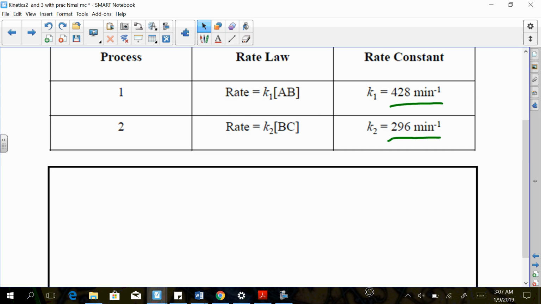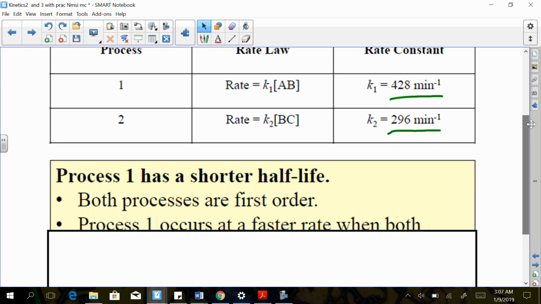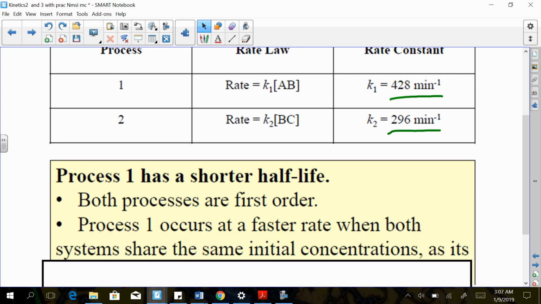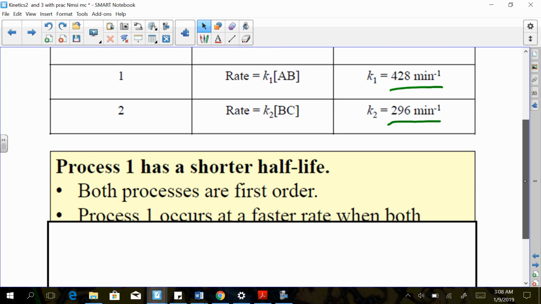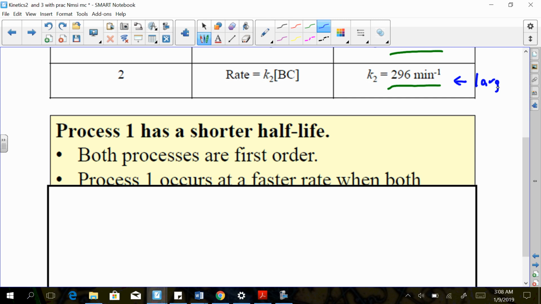So yeah, if it has a really high rate and a really large rate constant, then it's going to have a short half-life. The smaller one right here will have a larger half-life. Why? Because this has a smaller rate, it's going to take longer for half of the reactants to react.